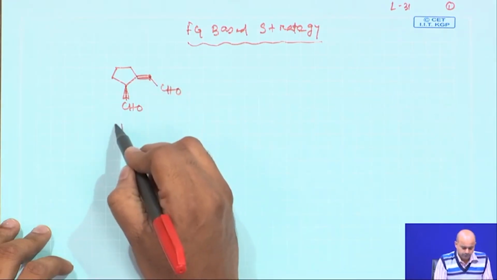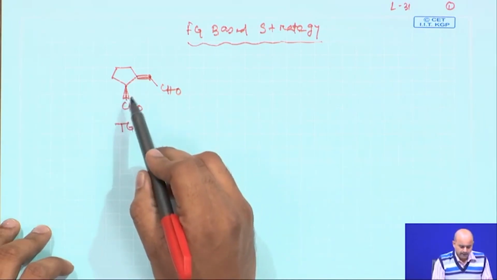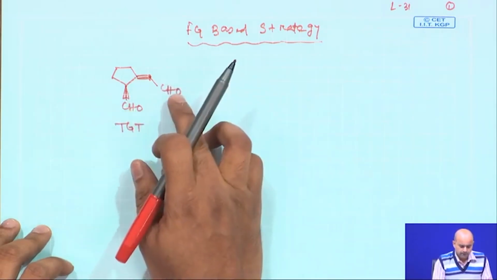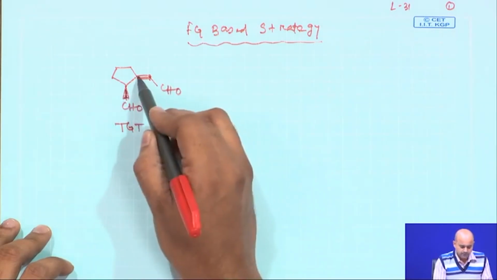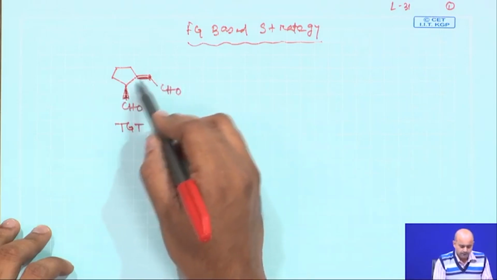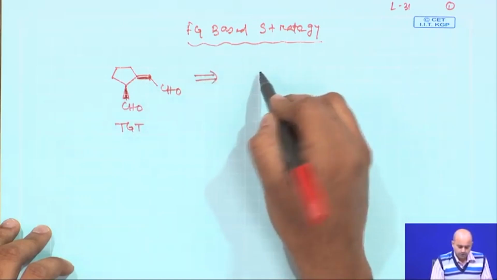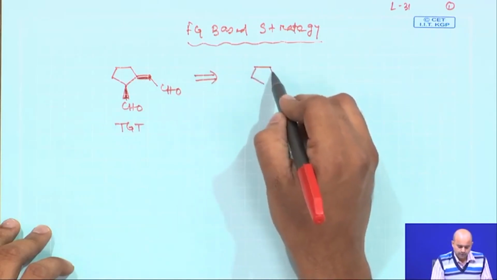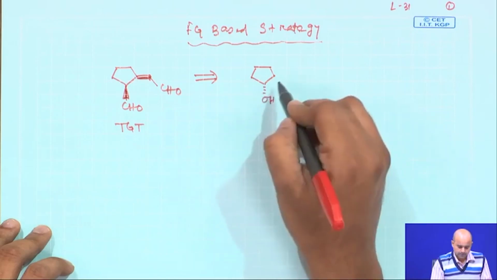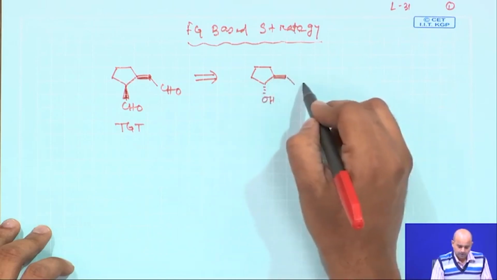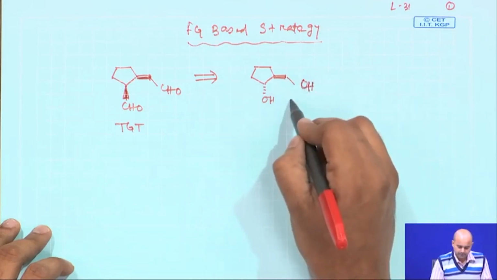This compound, which was given as a target molecule, has an aldehyde as well as another aldehyde, so it is basically a dialdehyde compound. The stereochemistry was given as cis for both of these 1,2 disubstitutions. The starting material, which was also given to you, has a structure of this type, this is OH, yeah.